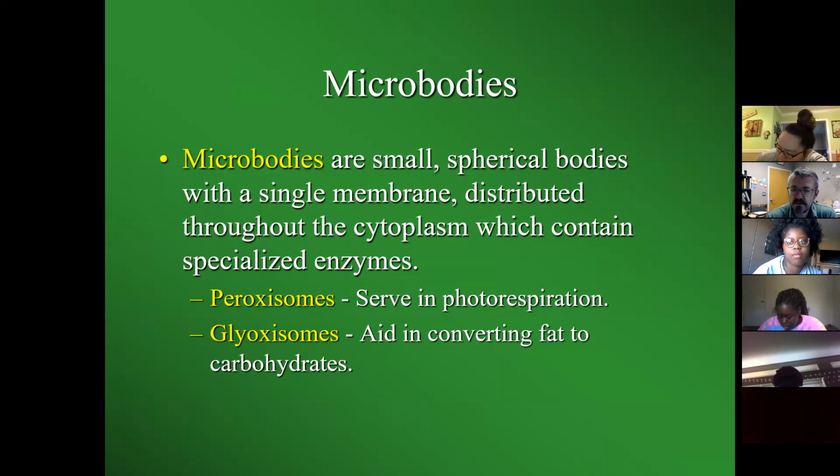We won't talk about it much in botany, but in plant physiology, we'll talk about them because they're an intermediary organelle in photorespiration, something that keeps plants alive in harsh conditions like when things are too hot or too dry. They actually kind of connect the mitochondria and the chloroplast together. Glyoxysomes aid in converting fat to carbohydrates so that they can be used in cellular respiration.